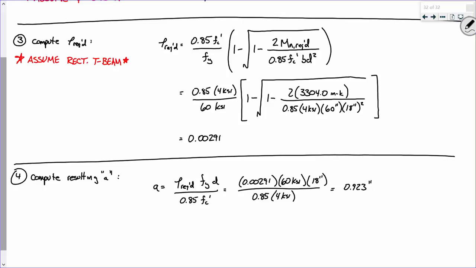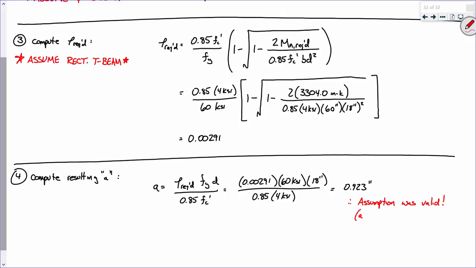This is good enough. Now, hold on. What I'm most interested in is, if everybody agrees with the value, I want everybody to tell me what this means. Exactly. We assumed correctly because this distance is less than h sub f. So I'll say the assumption was valid.